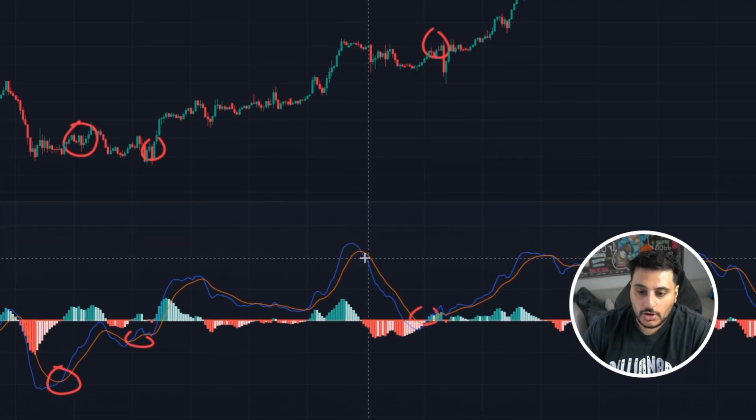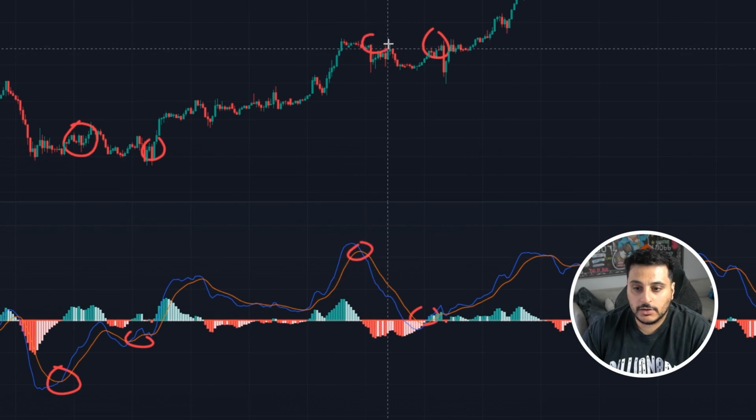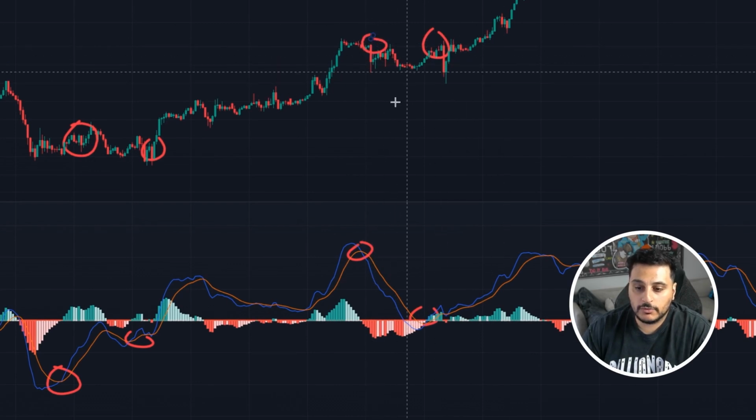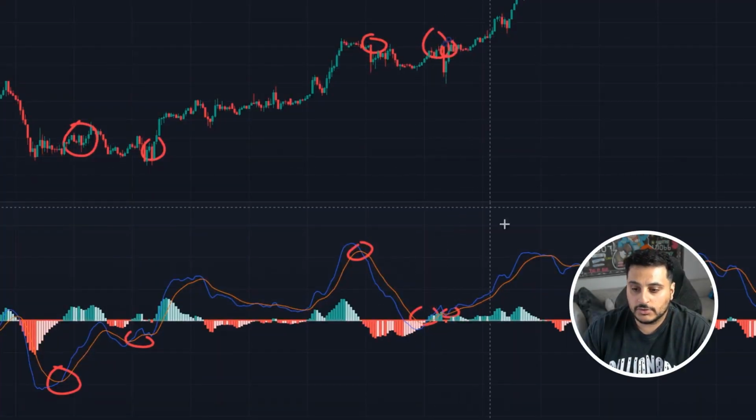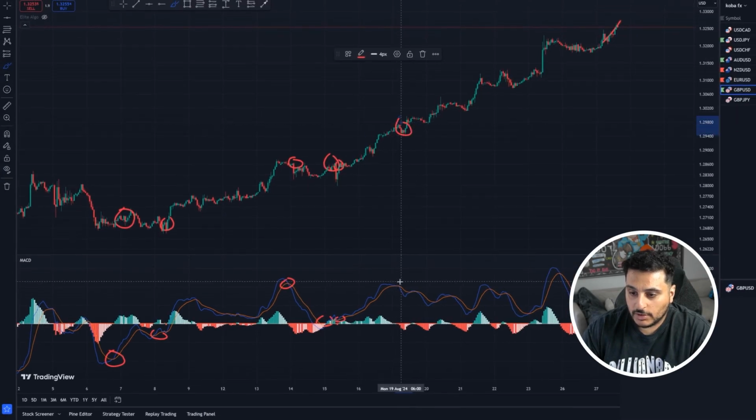So for example, right here, it told you that there is a reversal right here. The price did not really go anywhere. That would have hit your stop loss. Again, it told you guys that there was a reversal right here around this section. Again, this would have hit your stop loss. Same thing happens over here. We had another signal for an entry for a reversal, and again, the price would have hit your stop loss.